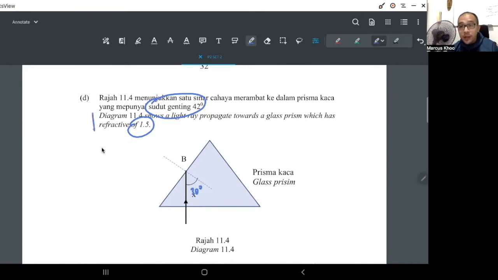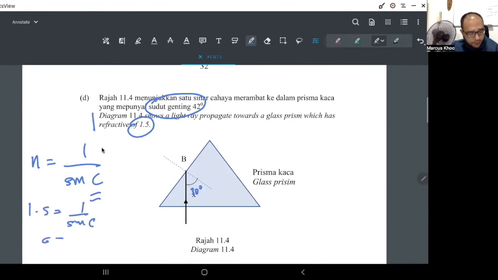I'm going to use the English now. If I say the English, they give you a refractive index 1.5, you need to calculate the critical angle because this is total internal reflection. So the refractive index is 1 over sine C. Okay, you can calculate the value of C lah. 1.5 equals 1 over sine C. You will get about 41.8 degrees, slightly different from this.